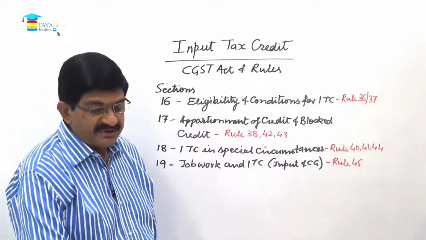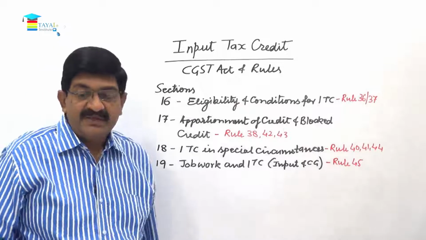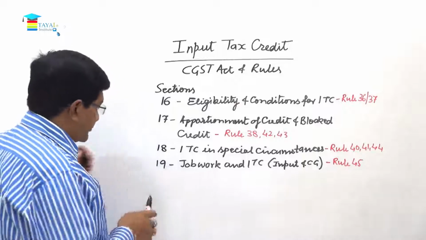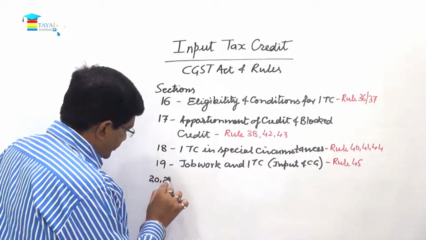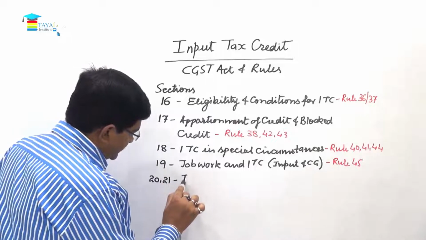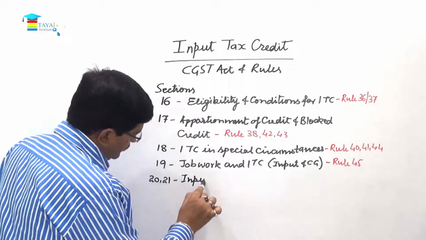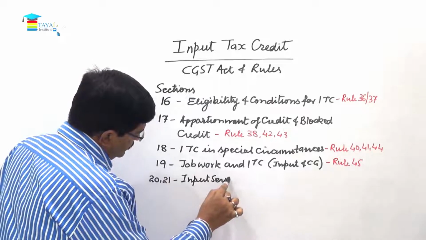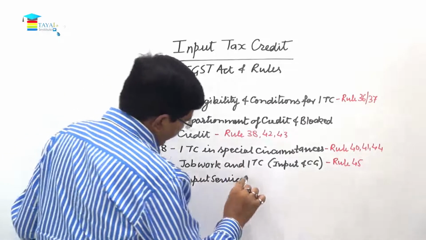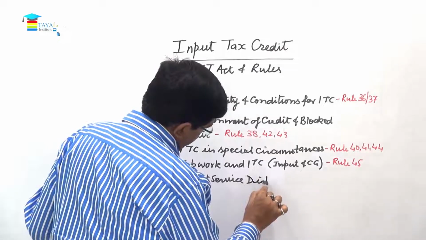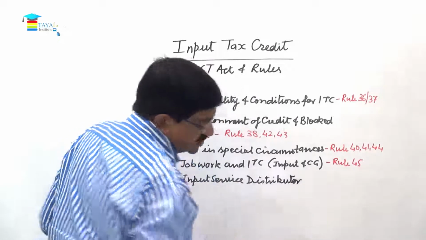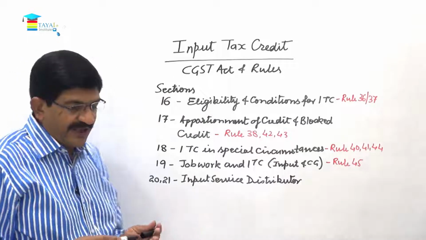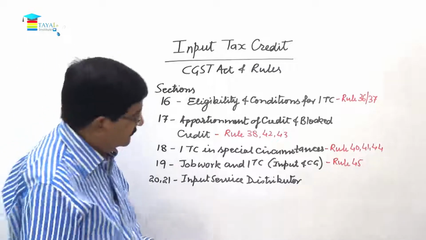Then we have section 20 as well as 21, and that is in relation to input service distributor. Section 20 and 21, this is relating to input service distributor, and for this we will have to refer rule number 39.